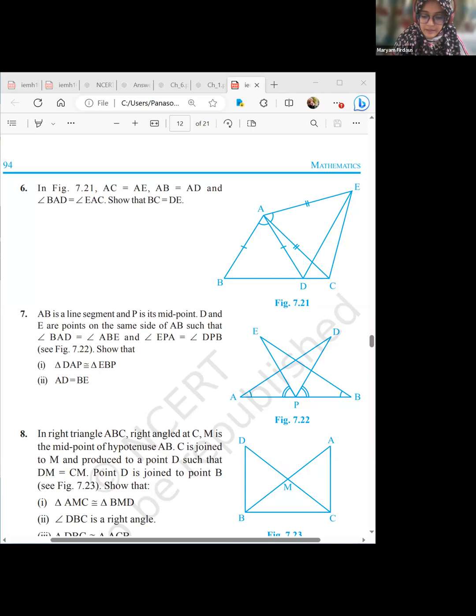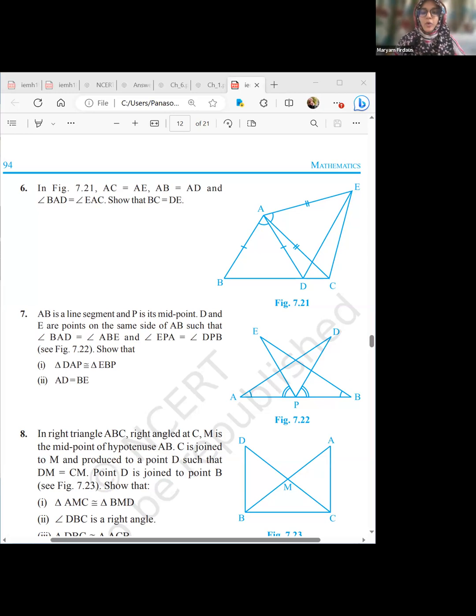Angle EAC is given to us. Angle EAC is equal to angle BAD. These two angles are given to us as equal. So let's just take this: BAD is equal to EAC. Reason why? Because it's given. We already know that. We don't have to prove it.